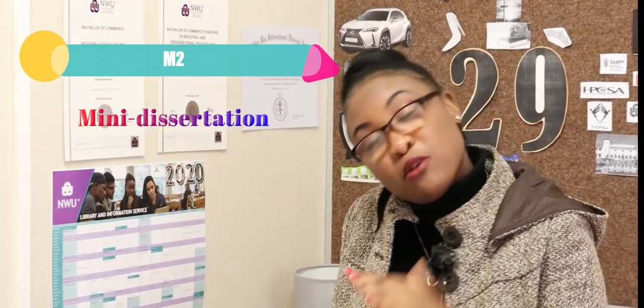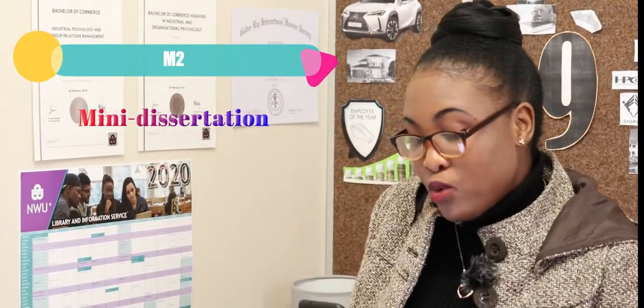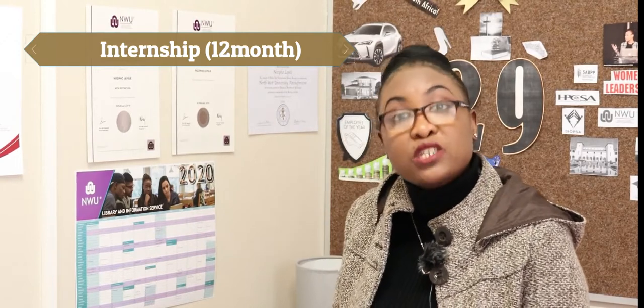So you have to apply for your masters. After you're done with your masters, you'll do your 12 months internship. Not 3 months, 12 months internship. And after doing your internship, you will have to write a board exam to become an industrial psychologist. But if you don't want to become an industrial psychologist after your honors, you then have to write a board exam to become a psychometrist. So that is the process of becoming an IOP.